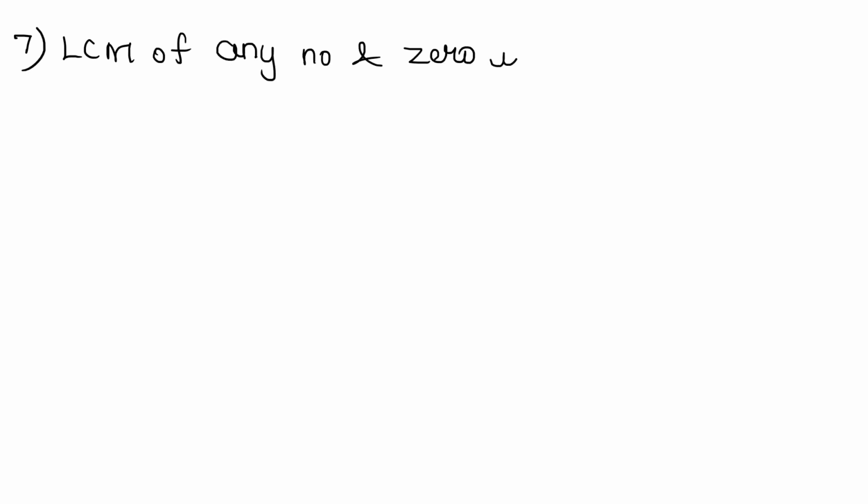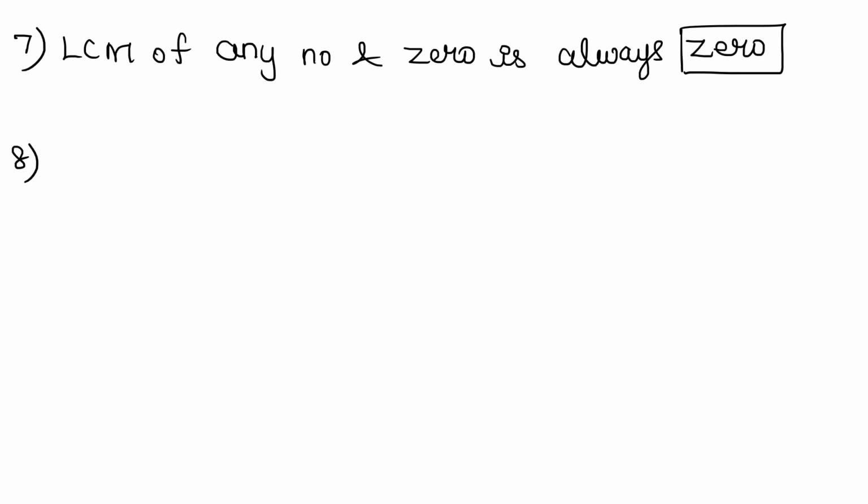The next one we are going to see is the seventh property of the LCM. The LCM of any number and 0 is always 0. You should not get confused in this. If you take any number and find the LCM with 0, you are always going to get 0.